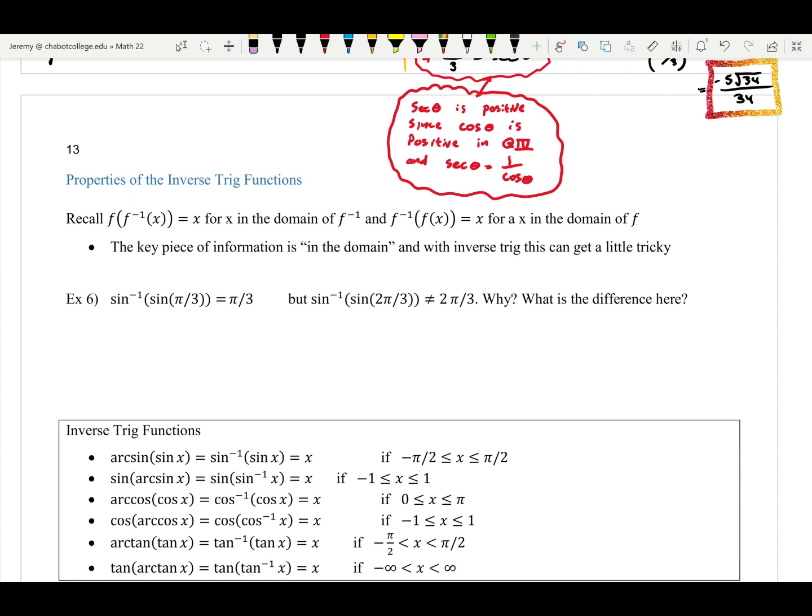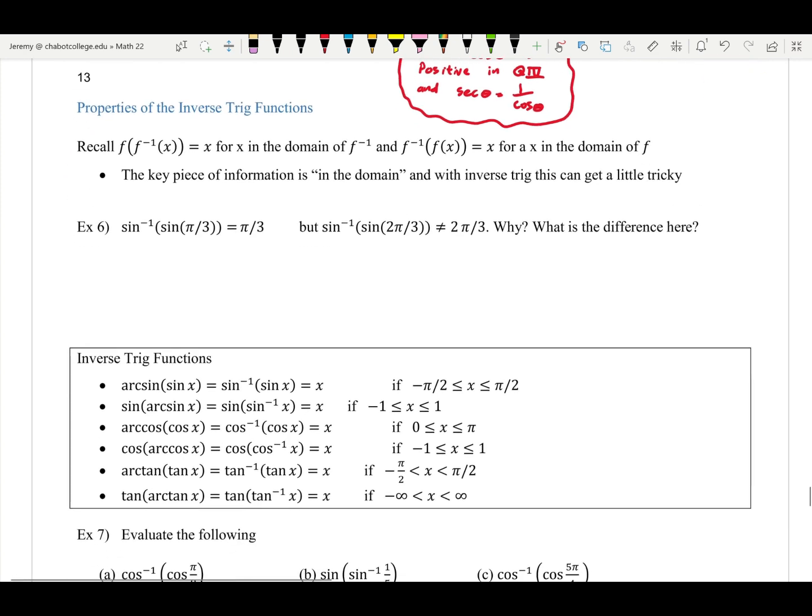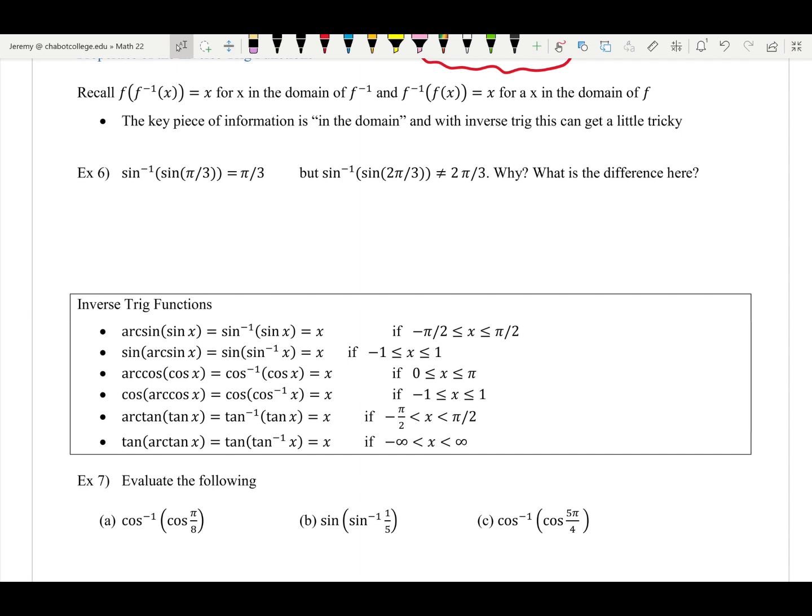And the reason why this is tricky for trig functions and inverse trig functions is, remember, we have to restrict the domain of our trig functions in order to make them one-to-one so that we have inverses. So let's look at this example, and really there's kind of two little examples here. What if we look at sine inverse of sine of pi over 3? The claim here is that it just equals pi over 3. So it sort of acts as it should: take the composition of a function with its inverse, and it just acts as the identity. So let's see why this is.